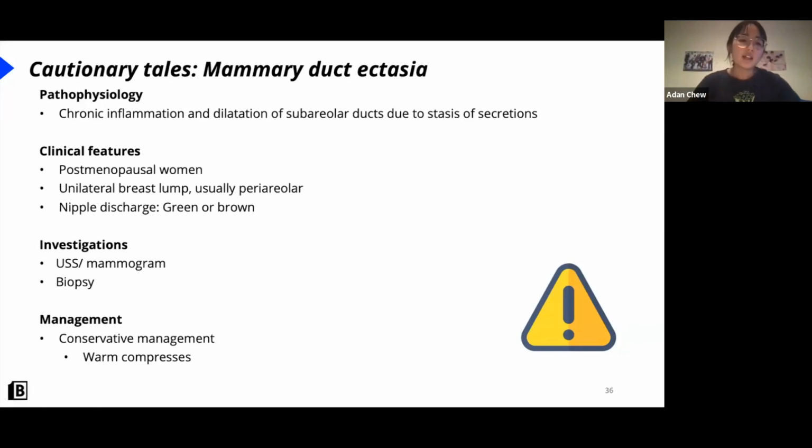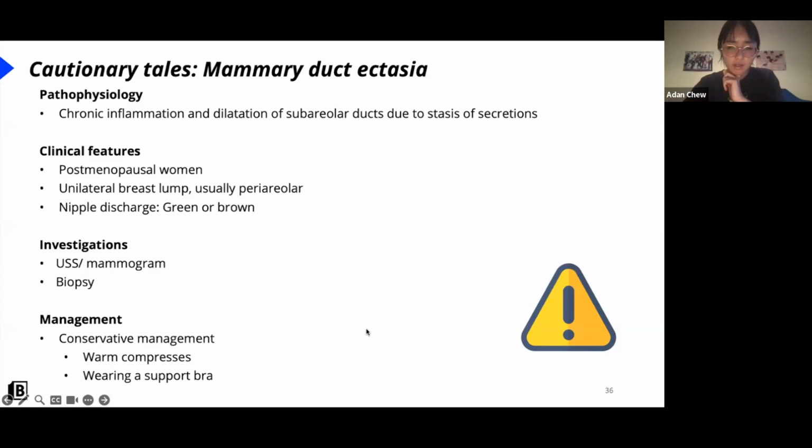It's usually a unilateral breast lump, usually around the nipples as well, but you can get green or brown nipple discharge. It's common in smokers as well. So I think just recognizing that pattern between ectasias and intraductal papillomas is important. And the management is conservative: warm compresses and wearing a support bra.